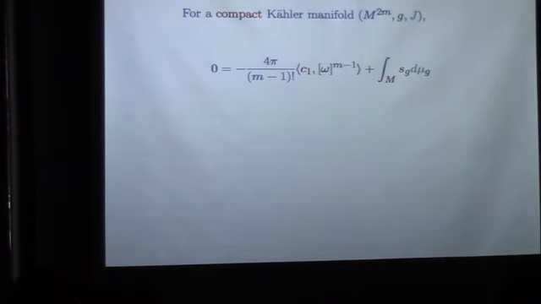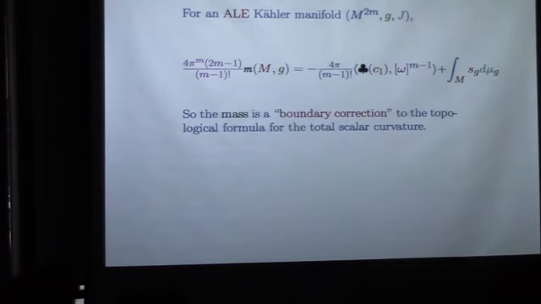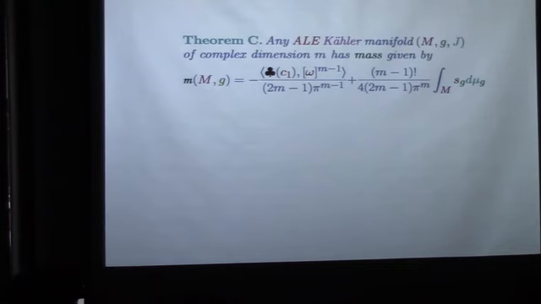So here's a formula which is true on any compact Kähler manifold. You can find the integral of the scalar curvature by pairing the first Chern class with the power of the Kähler class. And what you see here is that in the ALE case, we have a kind of anomaly. That formula doesn't work. And the mass is exactly the degree to which it does not work. So it's a boundary correction term for that formula for the scalar curvature in the compact case.